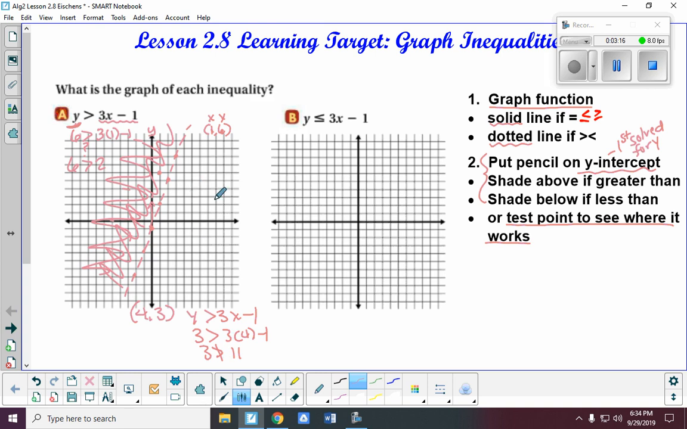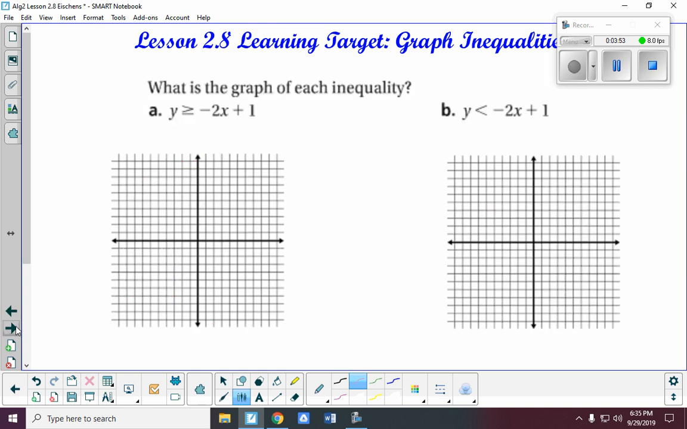So let's do another one real quick here. The y-intercept is at -1. Your slope is 3 over 1 again. And this time it says y is less than or equal to. So since it's equal to, also we're going to make a solid line. And now to decide where we graph, we put our pen on the y-intercept and it says y is less than. Well, the y's are less than going down this axis. So this will be the side that we shade.